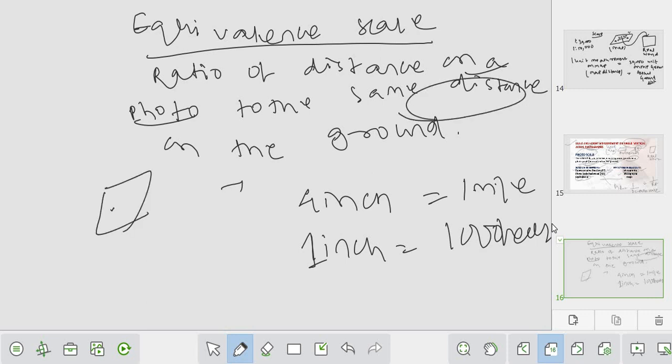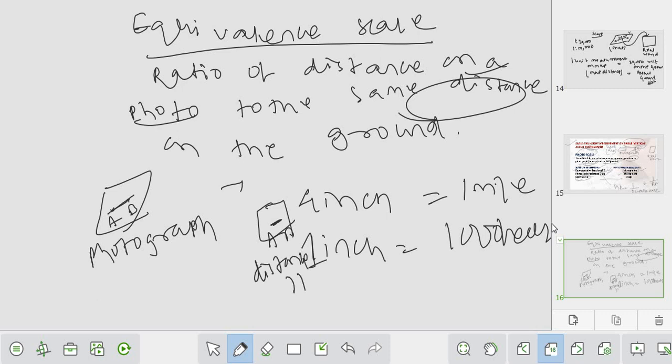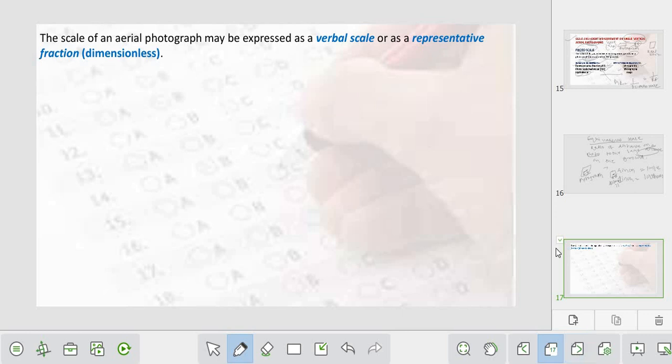So photograph पे जो distance है, suppose AB, ये distance है photograph पे, वो ground पे real world पे कितना distance है, AB का distance, what is the distance of AB, same distance है ना, same unit कितना है, AB का distance real ground पे कितना है. So that is the equivalence. Okay. The scale of the aerial photograph may be expressed as verbal scale or representative scale. So verbal scale मतलब क्या है?